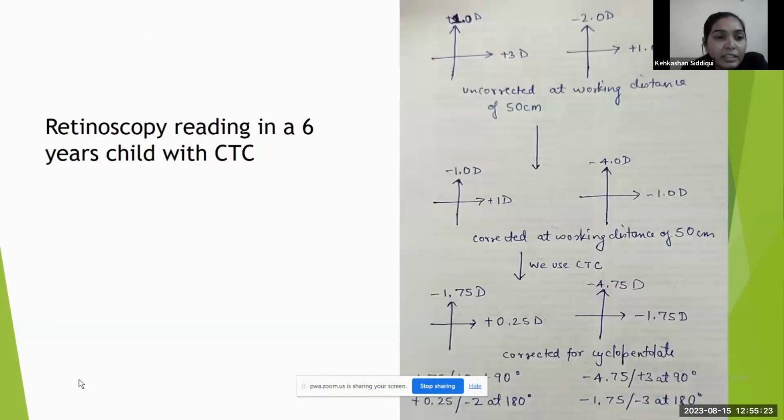Now, in this slide, we can see the retinoscopic reading in a 6-year-old child with cyclopentolate and tropicamide. Here, the refractive error is shown at both the axes. Before giving the final correction, we have to take care of 2 points. We have to correct for the working distance, and second is the cycloplegic agent used. Here, we have done the retinoscopy at a working distance of 50 centimeters, and cyclopentolate and tropicamide is used. So we have to subtract a total of 2.75 to get the final correction. So we'll get the corrective values for both the eyes, and we can transpose it to the other axis also.